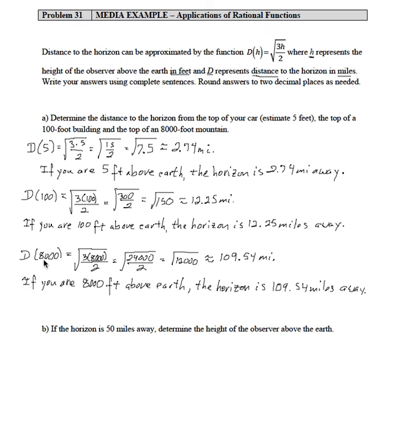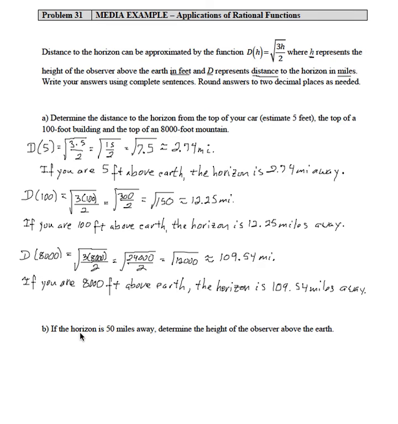For d(8,000), we're substituting 8,000 for h. Computing, we get 24,000 over 2 is 12,000 under the radical. The square root of 12,000 is approximately 109.54 miles away. So if you're 8,000 feet above the earth, the horizon is 109.54 miles away. So the moral of the story is, the higher you are above the earth, the farther you can see to the edge of the horizon.